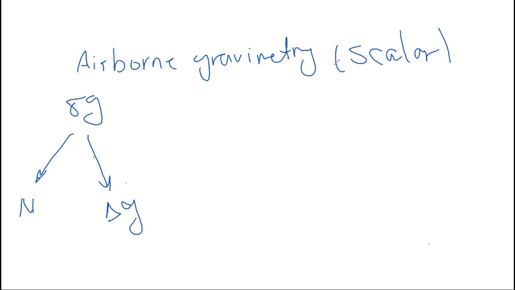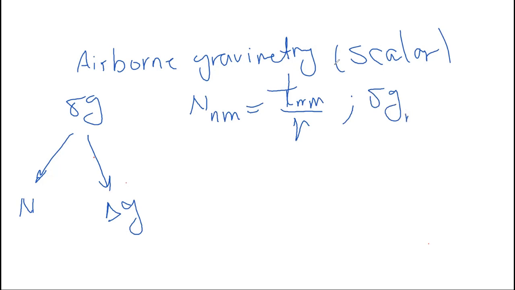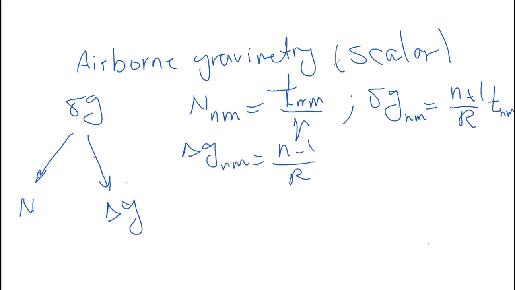Simply, if you remember, based on Bruns' formula, N divided by gamma, the geoid coefficient N_nm is T_nm over gamma, delta g_nm is (n+1)/R times T_nm, and the gravity anomaly will be (n-1)/R times T_nm.